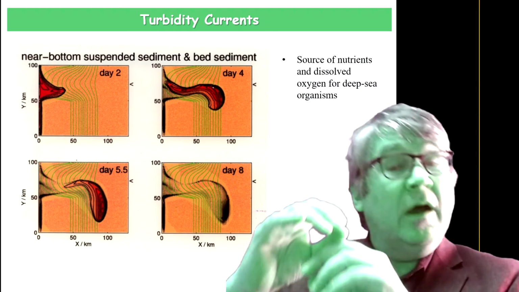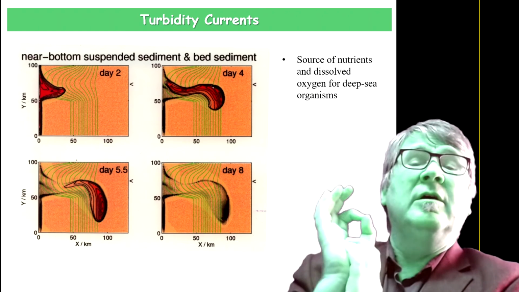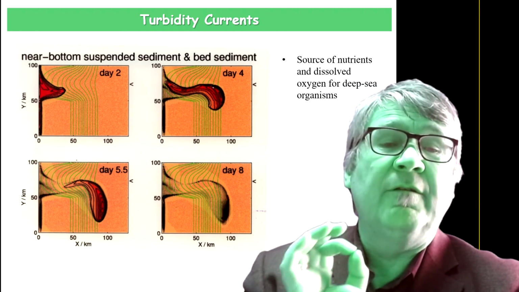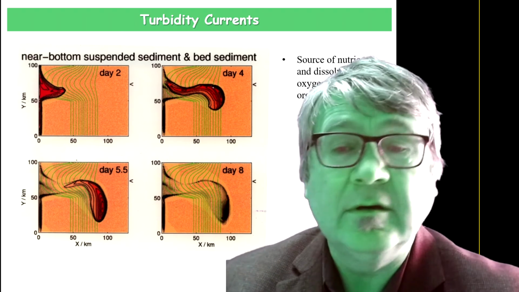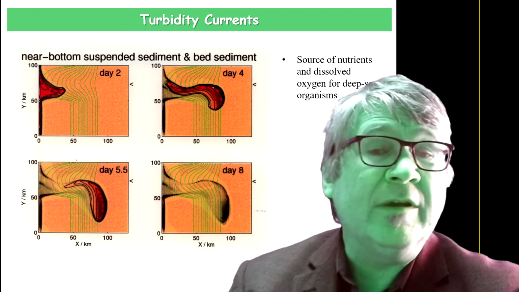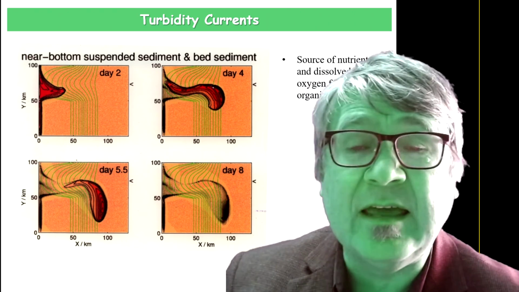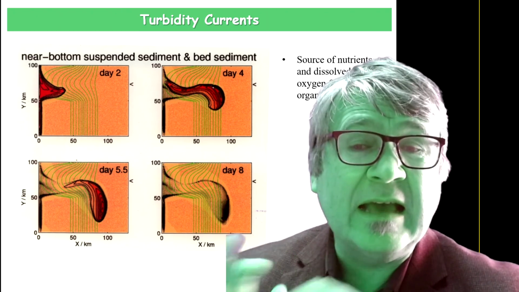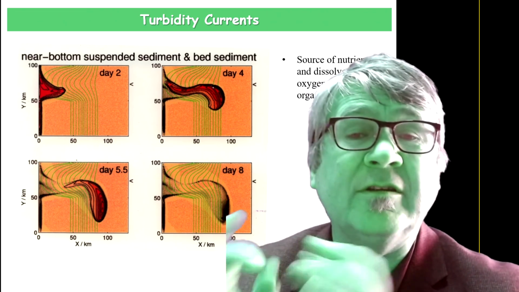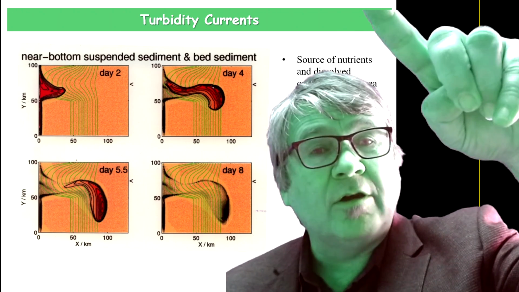Okay, so now I also need to add that these turbidity currents are important sources of dissolved oxygen and nutrients for the deep sea organisms. Okay, so they also play a role in marine food chains. So and we're really talking about the coastal ocean again here, not estuaries. Okay, so this is a feature of the coastal ocean continental margins called turbidity current.